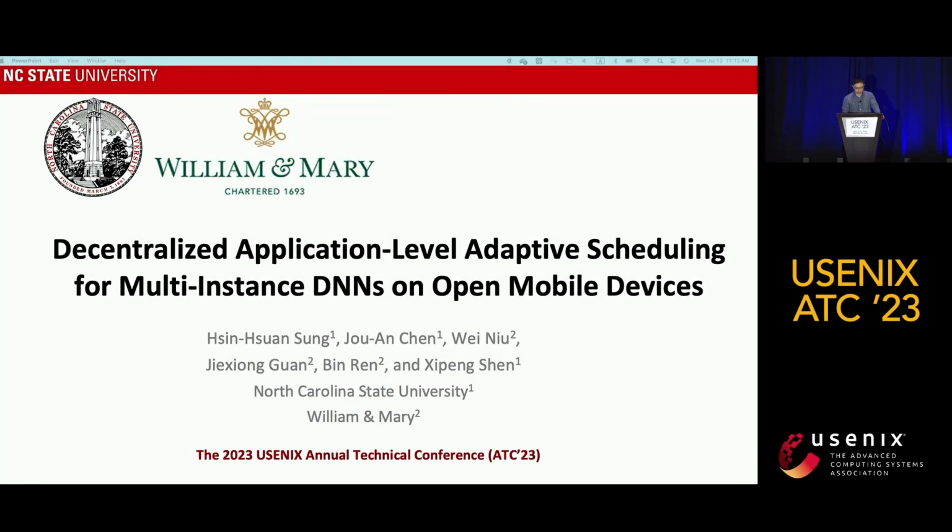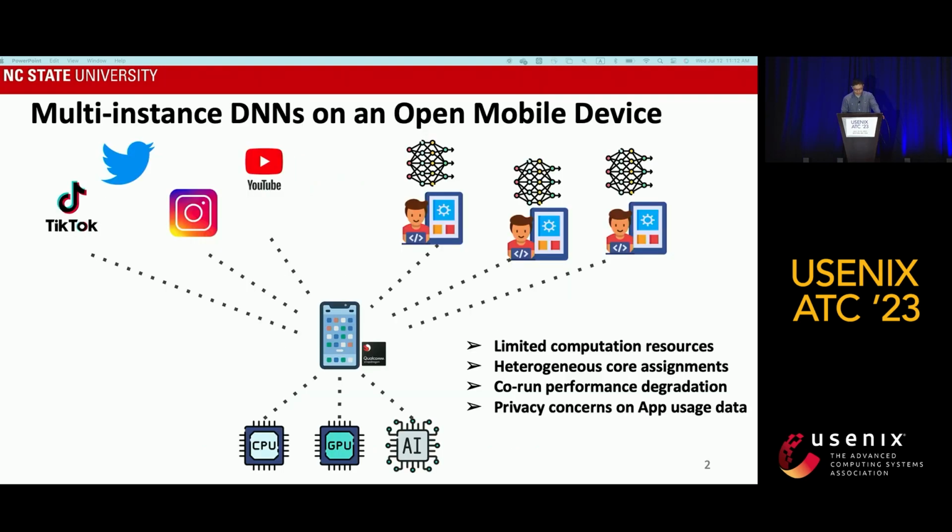This work I would like to present today is decentralized application-level adaptive scheduling for multi-instance DNNs on open mobile devices. Here is the multi-instance DNN situation on mobile devices. And by open, we mean users can implement and install their own applications. Like in the figure on the top right, we can see people can implement and build their own DNN applications.